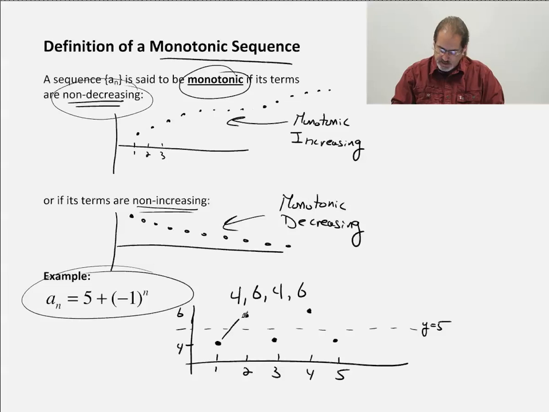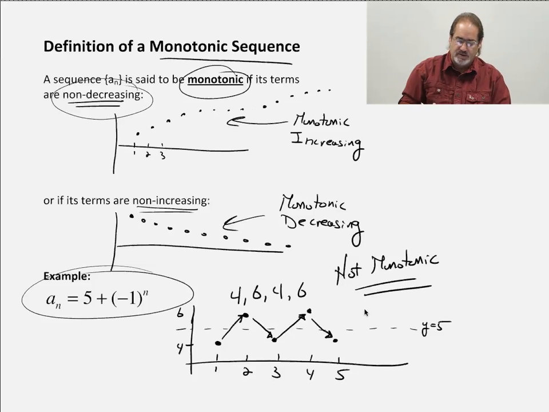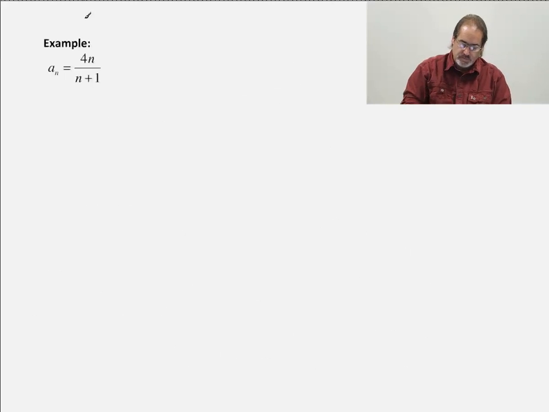So I'm going to be increasing, then decreasing, then increasing, then decreasing, and so forth. This is definitely not monotonic, because I have a combination of increases and decreases.